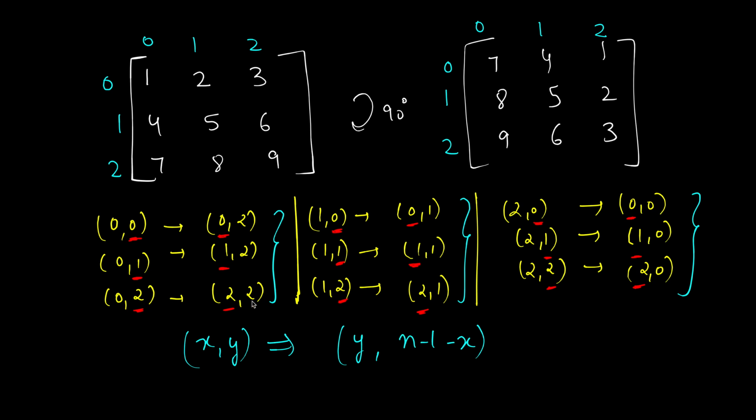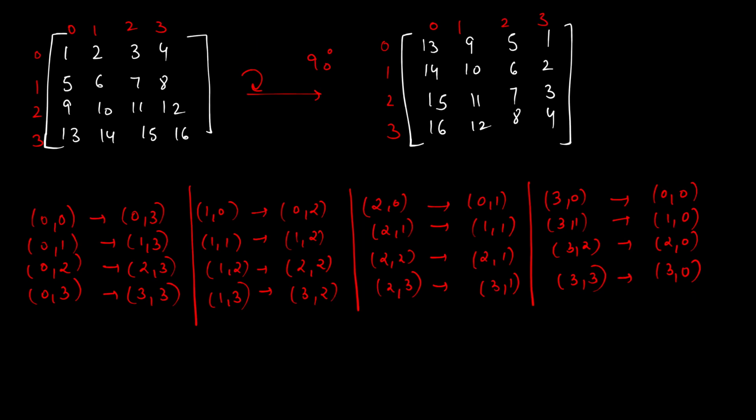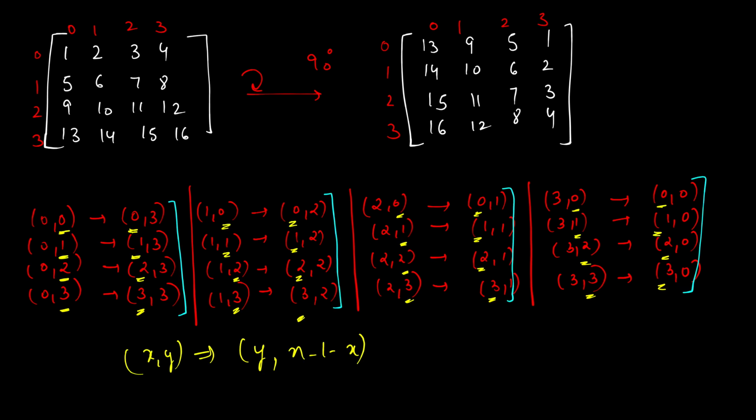So now let's look at another example of a 4 cross 4 matrix. Here as well, the first row becomes the last column, the second row becomes the second last column, the third row becomes the third last column, and the fourth row becomes the first column. Also here you can see that the y coordinate of the initial matrix becomes the x coordinate of the transformed matrix, and the relation also holds true that x, y becomes y, n minus 1 minus x.